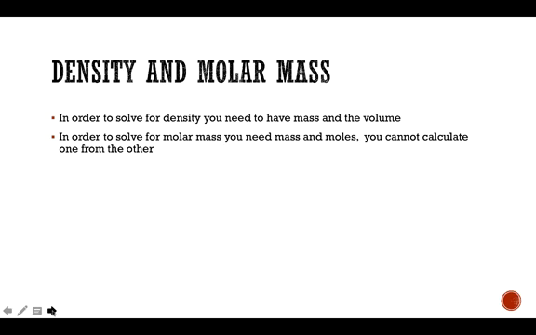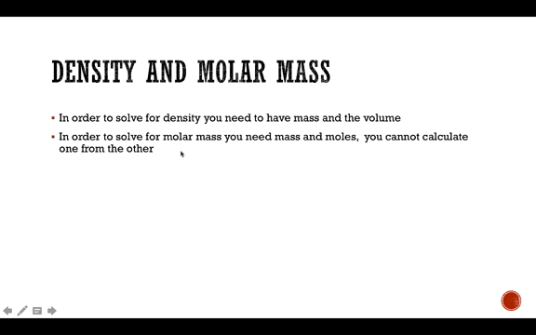Another type of problem they might ask you is about density and molar mass. In order to solve for density, you have to have the mass of that thing and the volume of that thing. Usually a density problem is embedded into a gas law problem. So you would have to have the mass, which is usually something we weigh, okay? And we would have to have the volume of that substance.